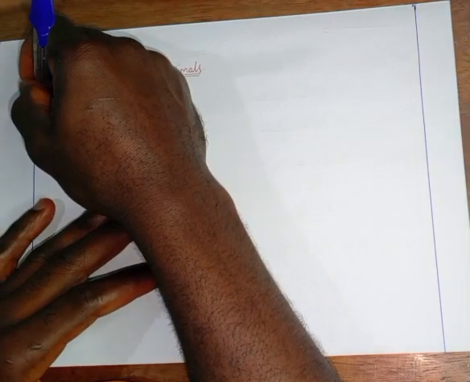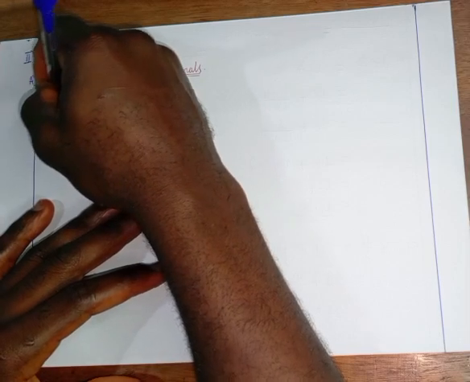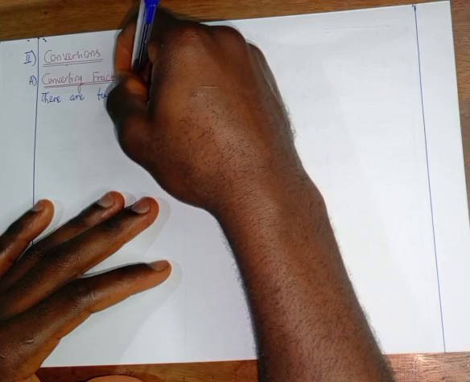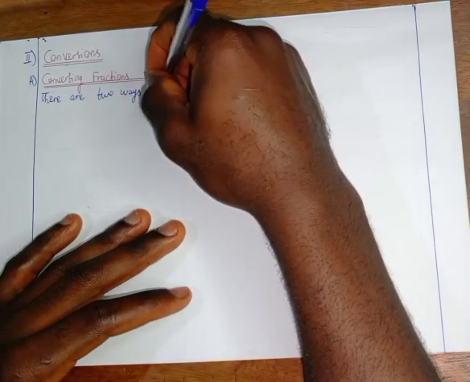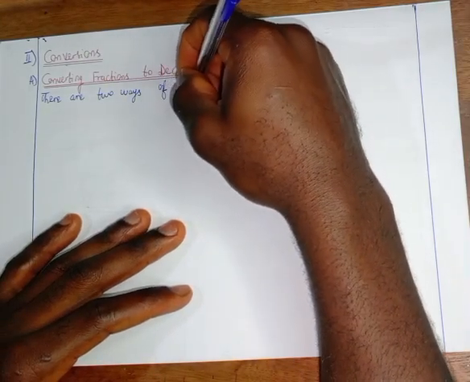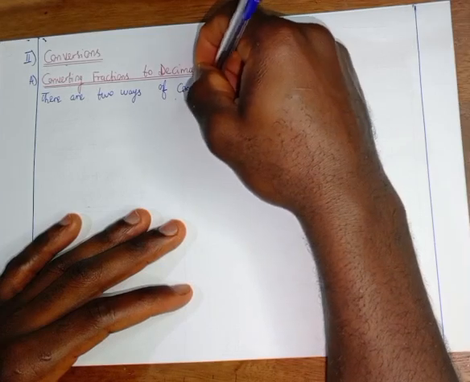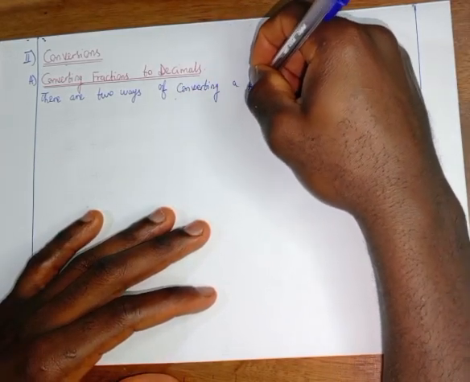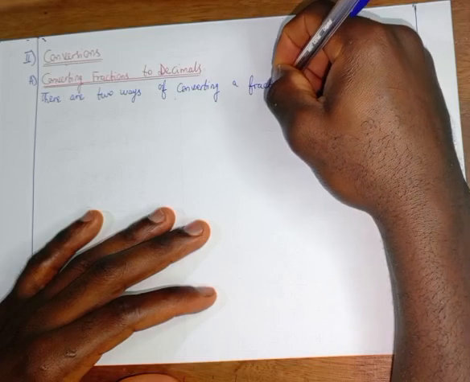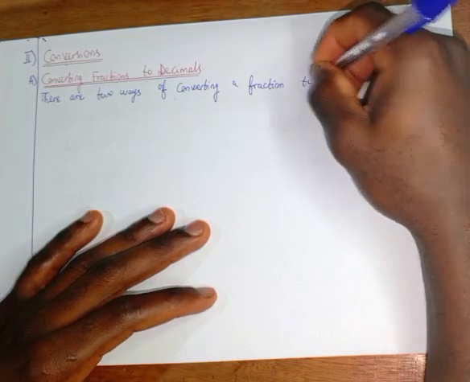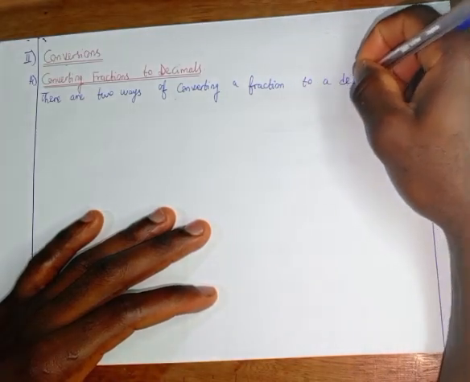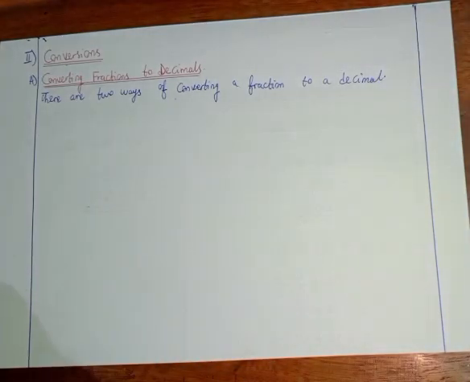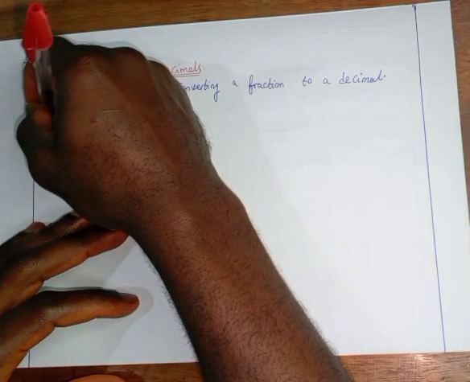You're going to write this down. There are two ways of converting a fraction to a decimal. We take the first way of doing it, method 1.